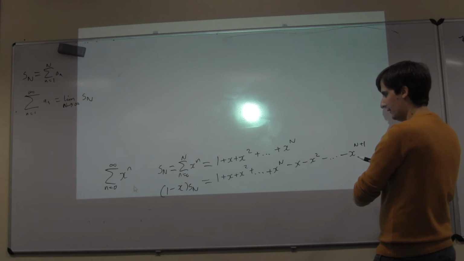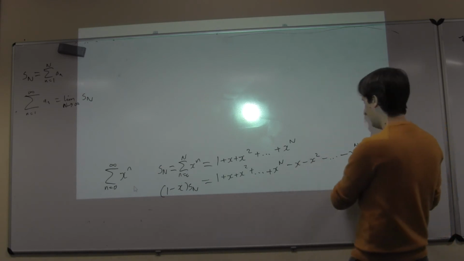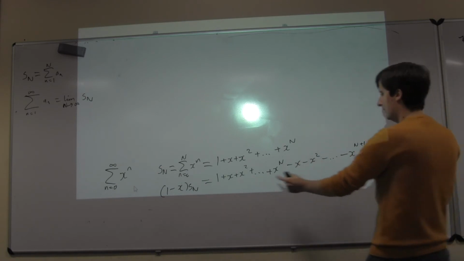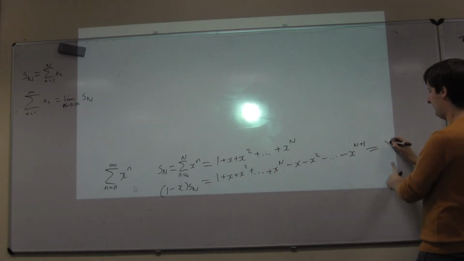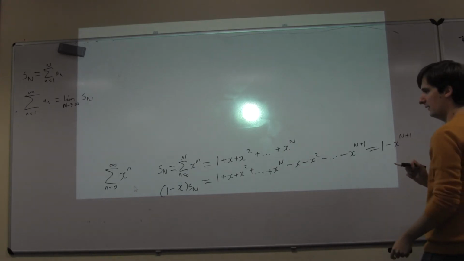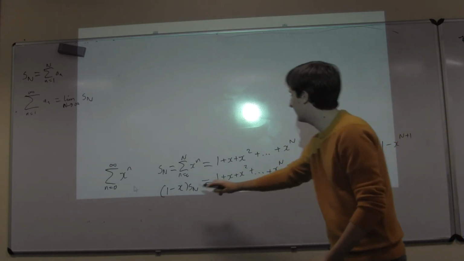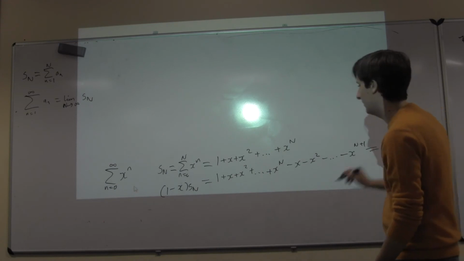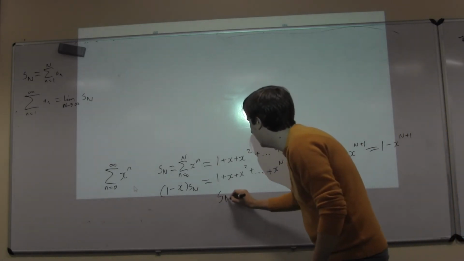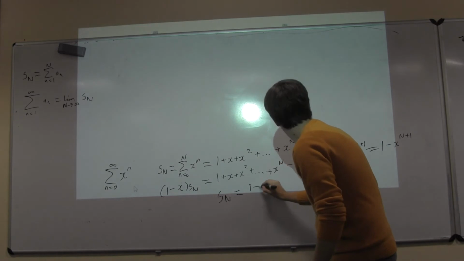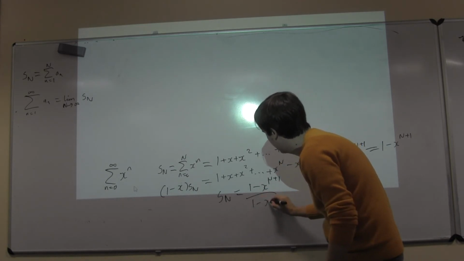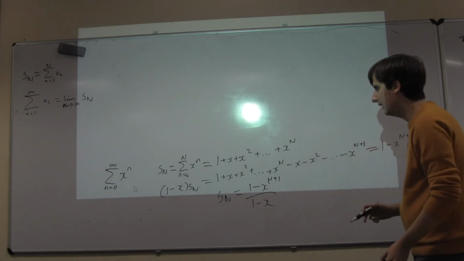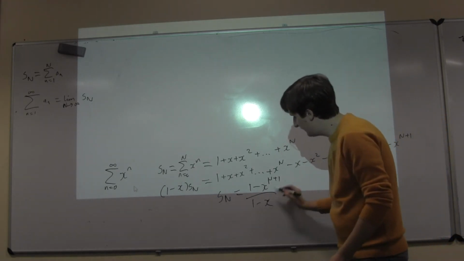And then these all cancel out, exactly. So this is just equal to 1, which doesn't cancel, minus x to the n plus 1, which doesn't cancel. So it's 1 minus x to the n plus 1. Okay, so if 1 minus x times Sn is equal to 1 minus x to the n plus 1, then Sn is equal to 1 minus x to the n plus 1 divided by 1 minus x. So these are our partial sums.